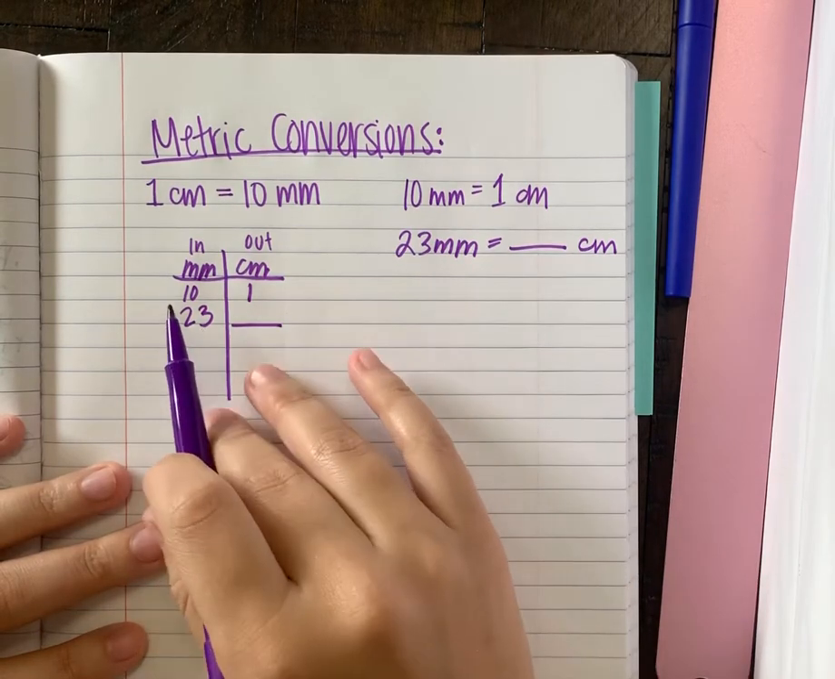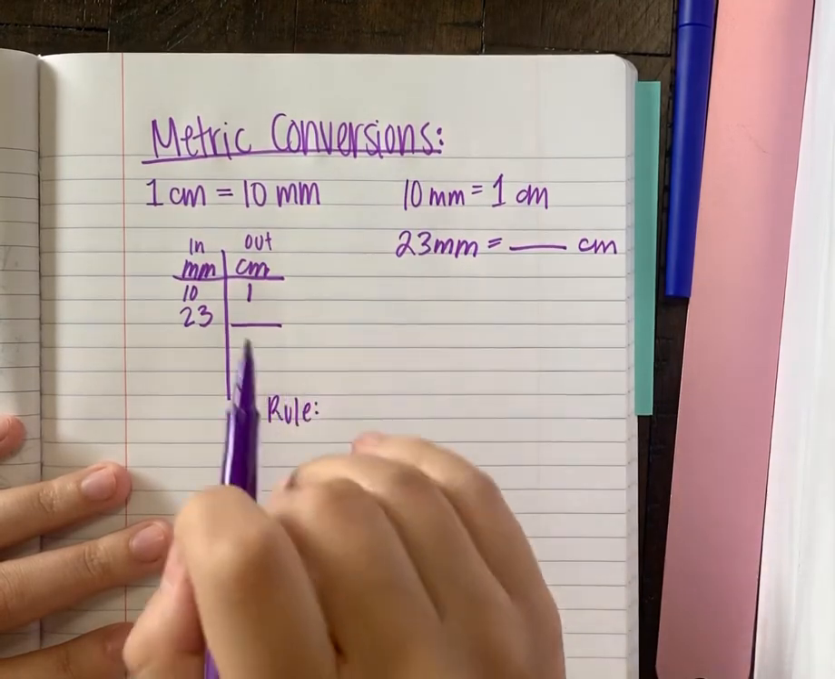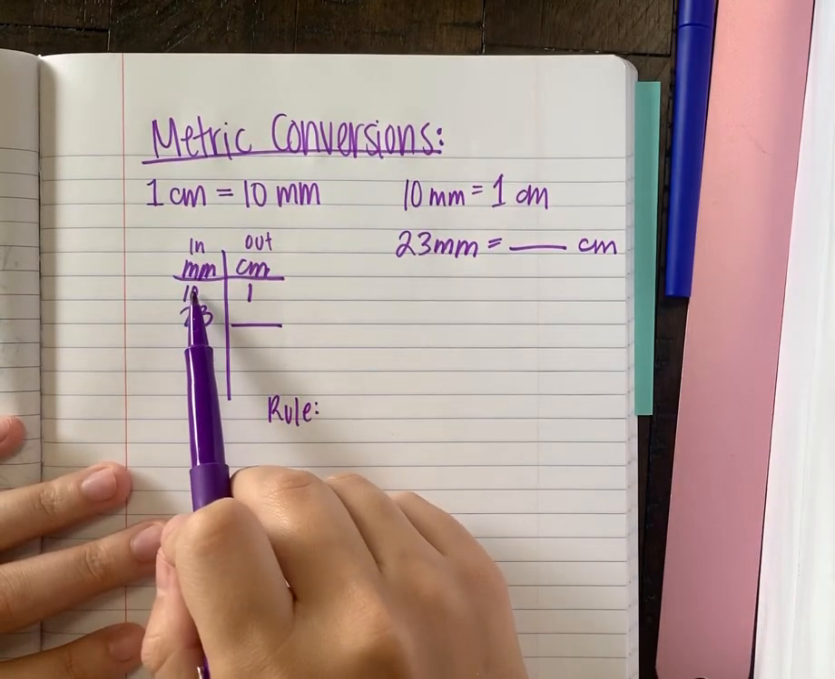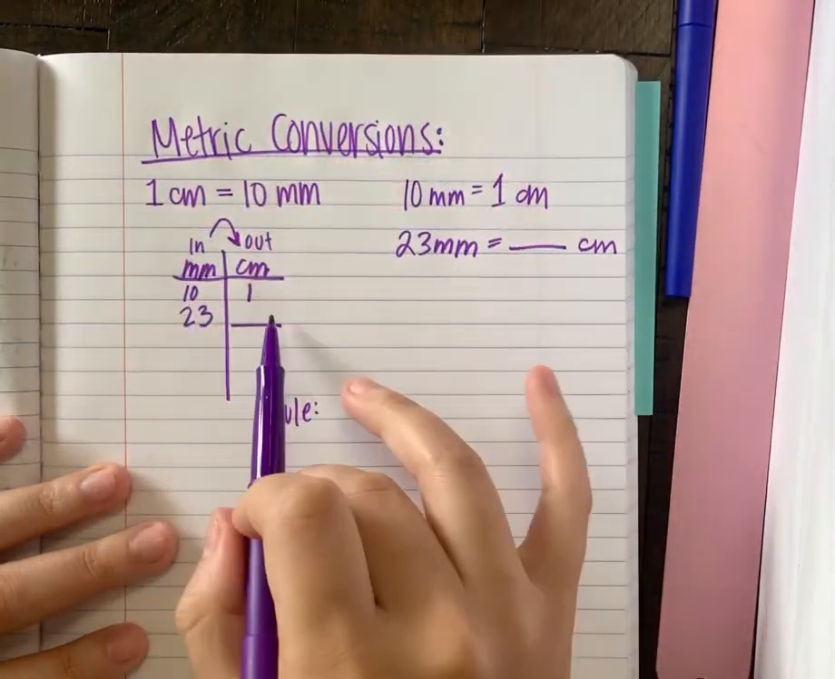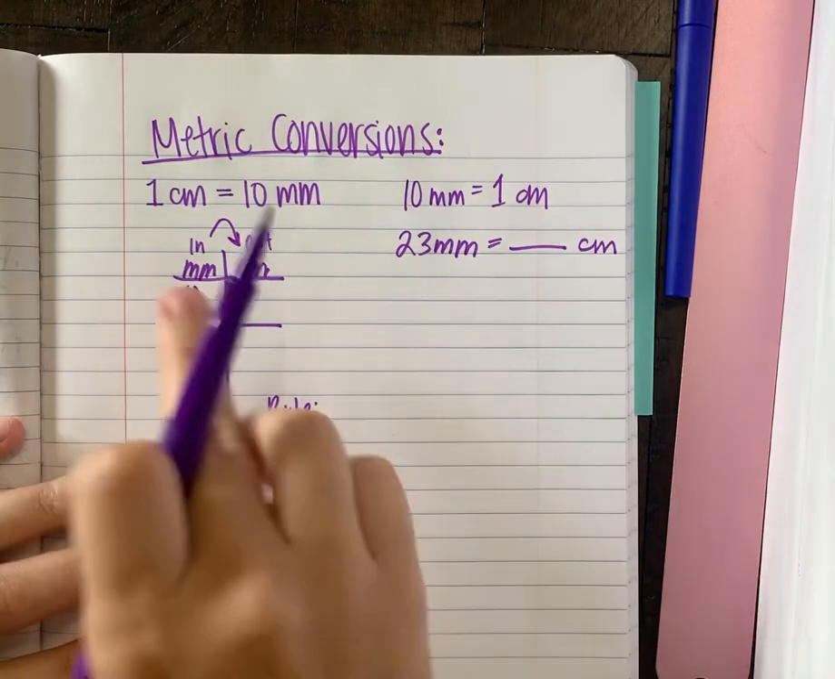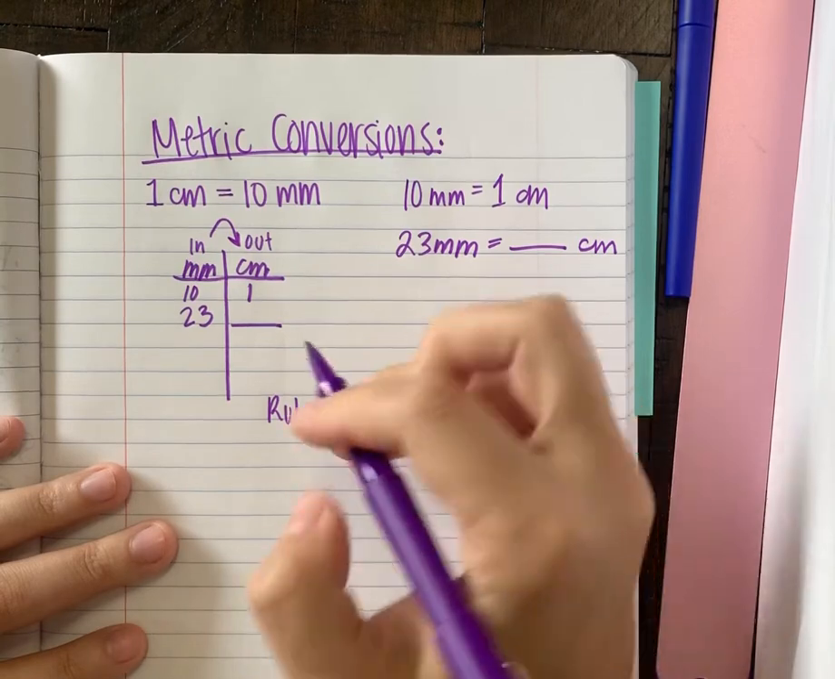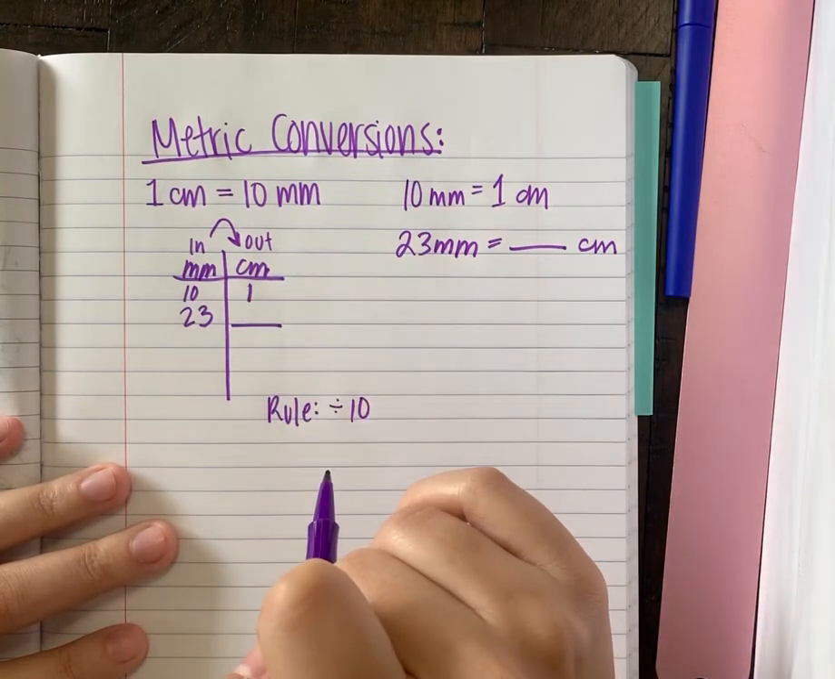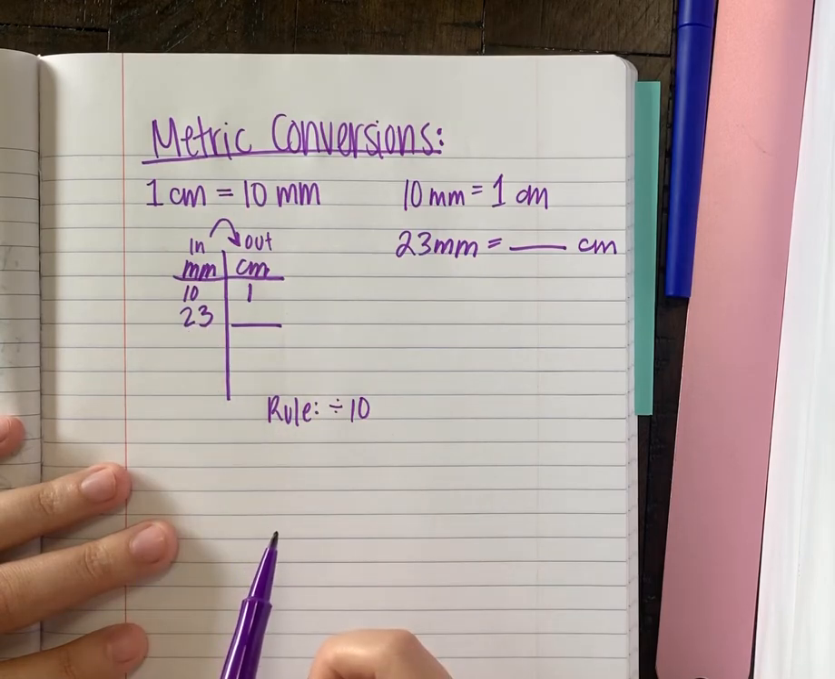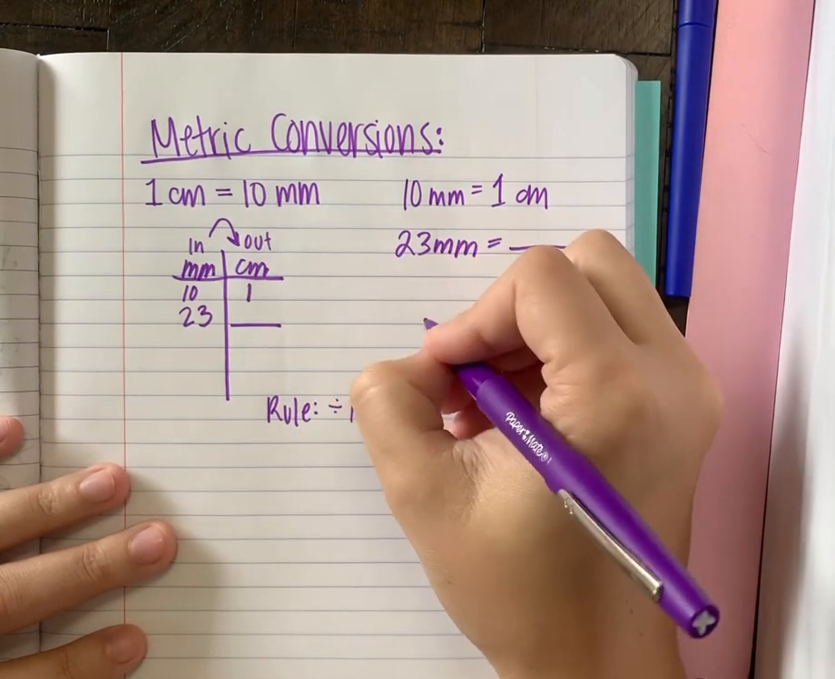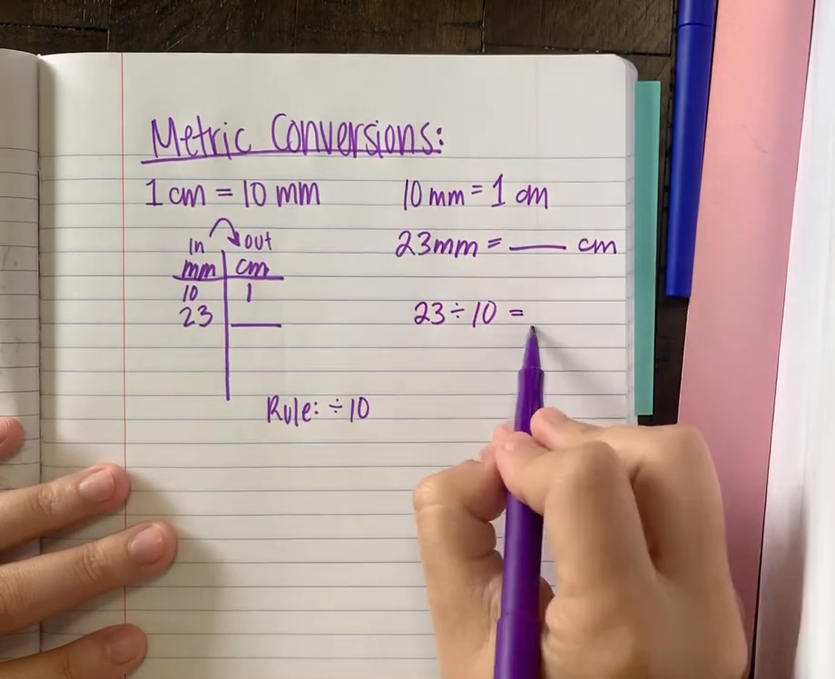Alrighty, so our rule for this table, so remember rules or the key. So how did we get from 10 to 1? So going this way, because we're trying to figure out this missing area, going from 10 to 1, we had to divide by 10. 10 divided by 10 is 1. So for 23, we've got to plug in that same rule. We're going to do 23 divided by 10 to get our answer.